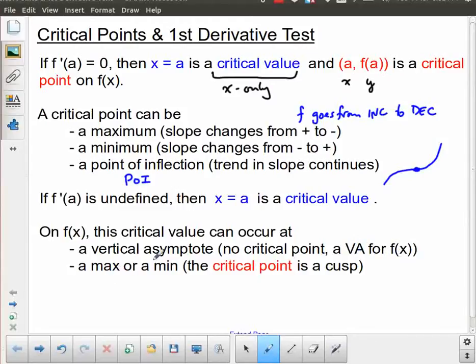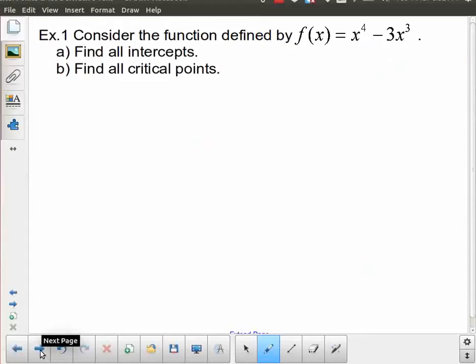If it, on the other hand, occurs at a maximum or a minimum on the original function, and yet strangely enough it's undefined in the derivative, this is a critical point, and it's a very special kind of critical point. It's called a cusp, and we're going to take a look at that type of critical point as part of this lesson. Okay, so let's go ahead into an exercise.